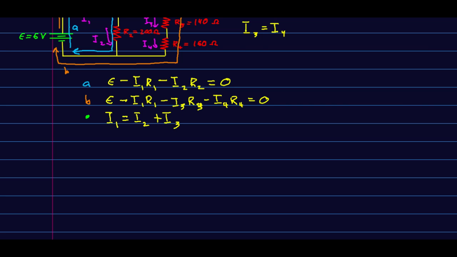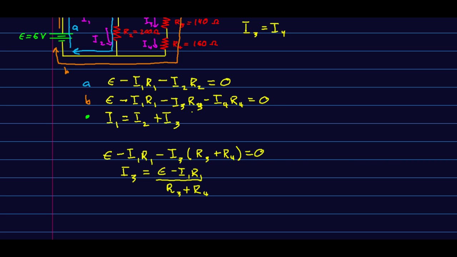So first of all, I can easily get rid of I4 just there. So I'm going to rewrite B as epsilon minus I1 R1 minus I3. And I'm just going to simplify this. This is going to be R3 plus R4. So that's what happens when I plug I3 in for I4 here. And I can now use this to get rid of I3. I just solve for I3, and I'll substitute in for it everywhere else.